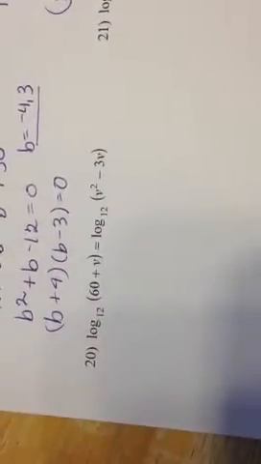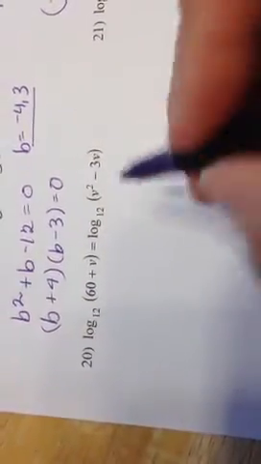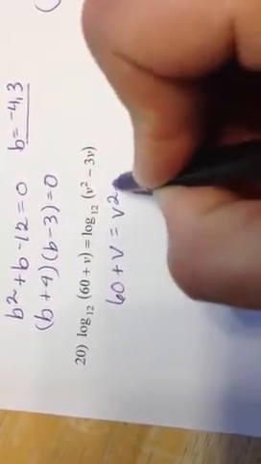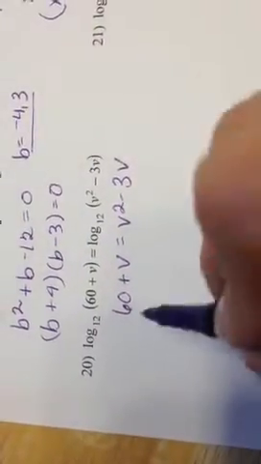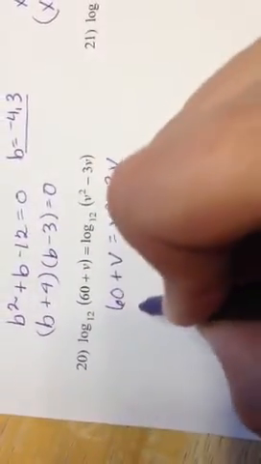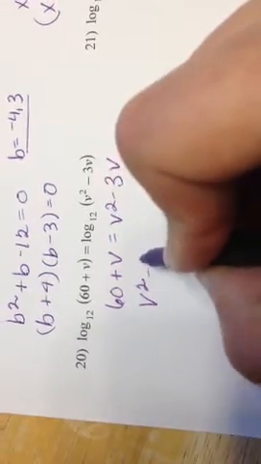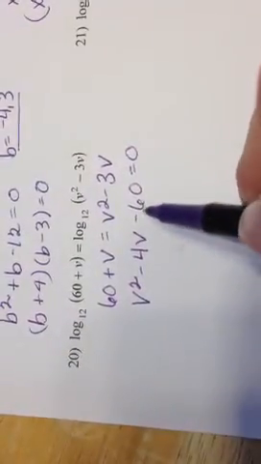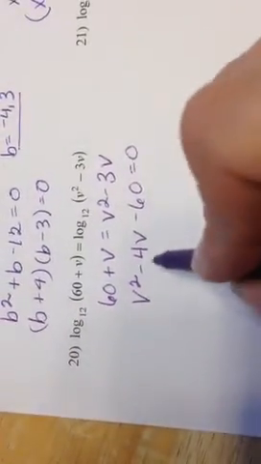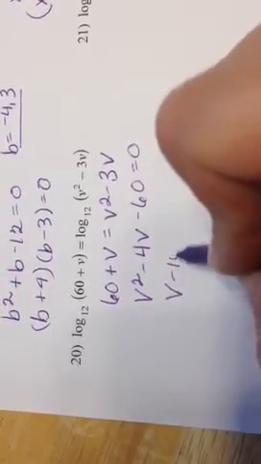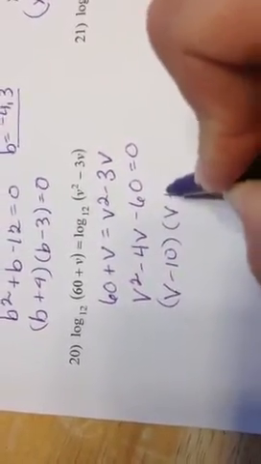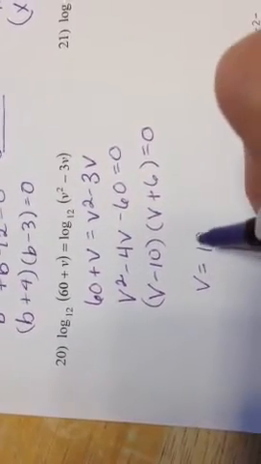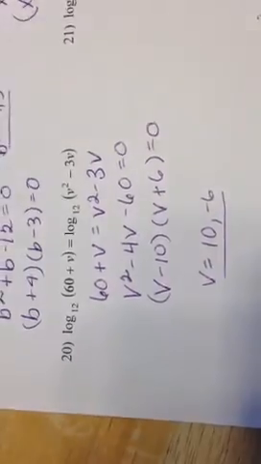Okay. On 21, again, we have a common base. We're going to set our values equal to each other. And we will set it equal to 0, so that gives us v squared minus 4v minus 60 equals 0. My factors of 60 with a difference of negative 4 or a difference of 4, and that's v minus 10 and v plus 6. Set each factor equal to 0. That gives us 10 and negative 6.